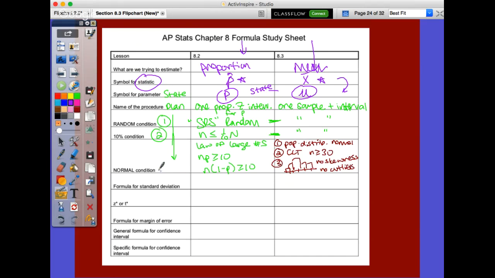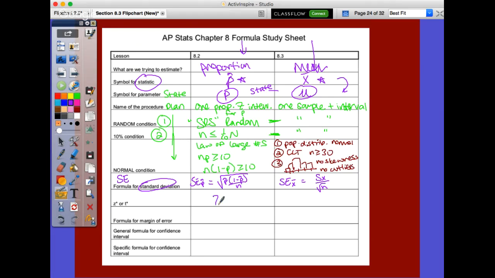We'll go in purple here. The next part of this is the formula for standard deviation. Here's the key: standard deviation is called standard error. When we talk about the standard error, each of these would be the standard error of p hat, and this would be the standard error of x bar. For the mean world, it's the sample standard deviation over the square root of n. For the proportion world, it's the square root of p hat times 1 minus p hat all over n.